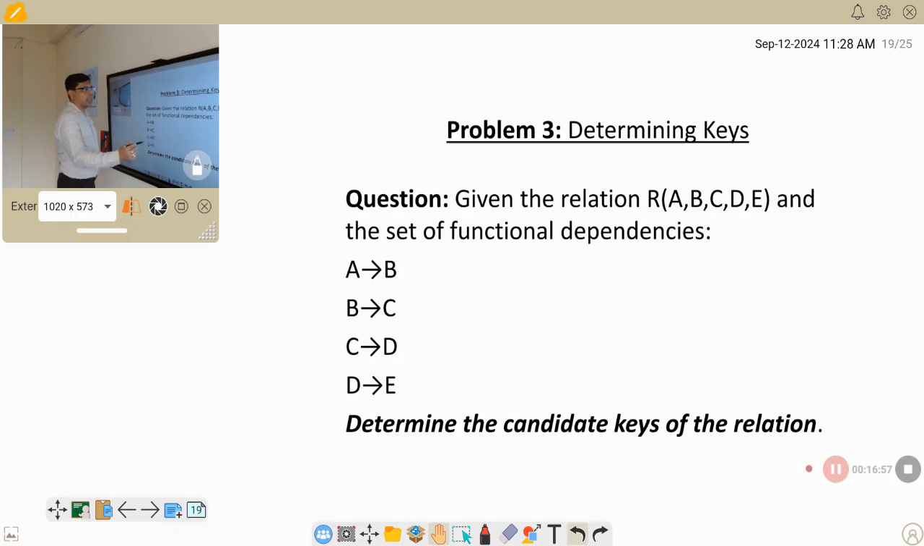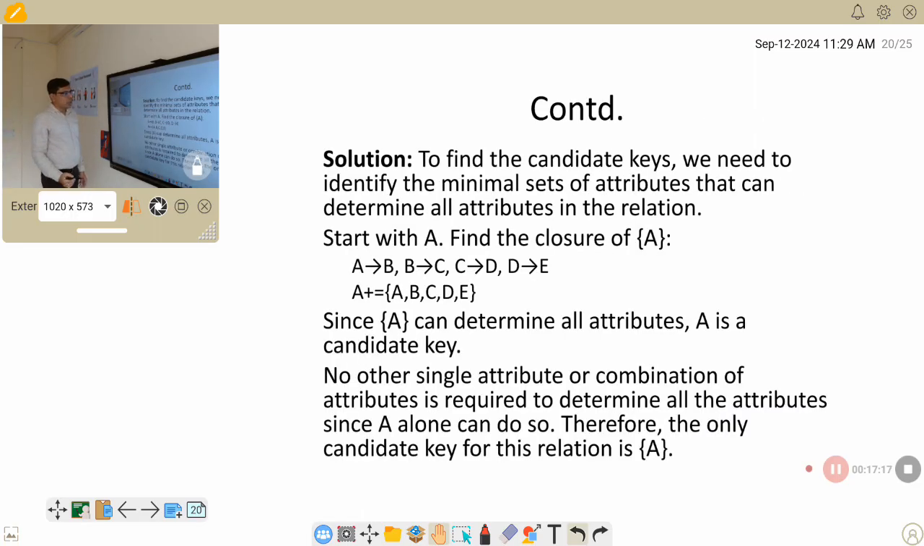Next, determine the keys. How to determine the key using the closure? These are the relation and the functional dependencies. Determine the candidate key of the relation. Candidate key means the minimum super key. So now you are finding the closure of A. A arrow B, A arrow C, C arrow D and D arrow E. Therefore A plus is the closure of all the attributes, so you can say A determines all the attributes.